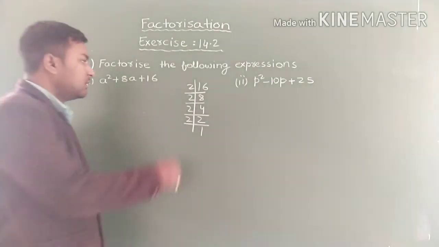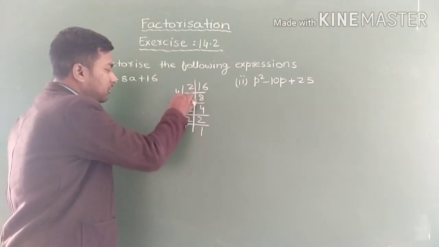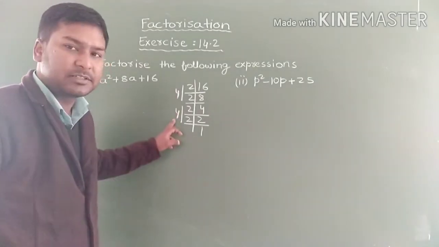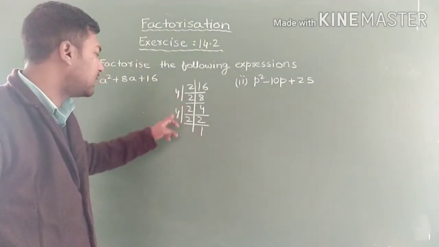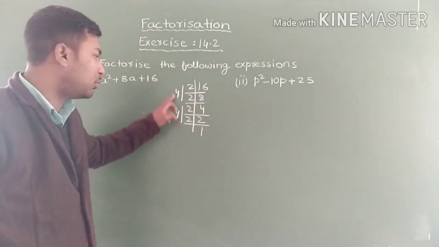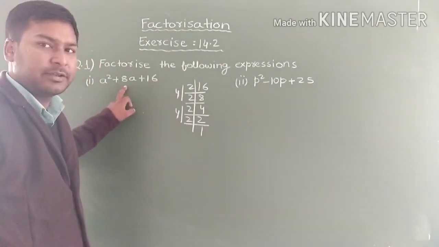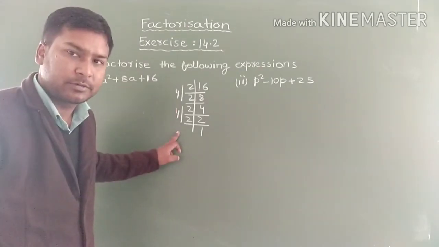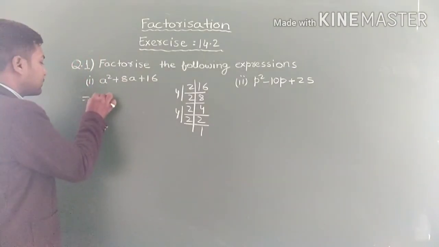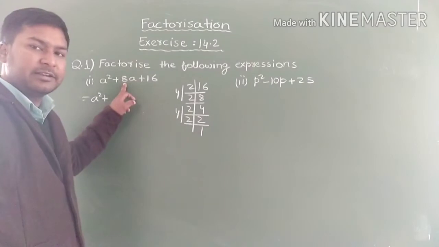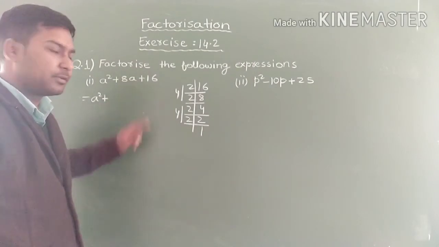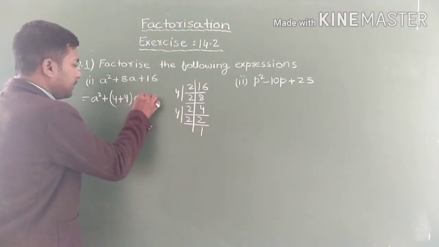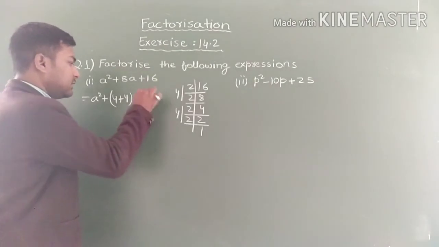So just check it here, 2 2s are 4, and 2 2s are 4. 4 and 4, these are two numbers. On multiplication, 4 4s are 16, and on addition 4 plus 4 is 8. So here at the place of 8 we can write 4 plus 4. So this one is a square plus, at the place of 8 we write 4 plus 4, and plus 16.